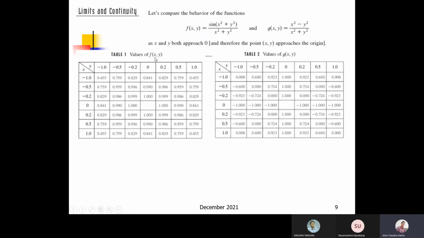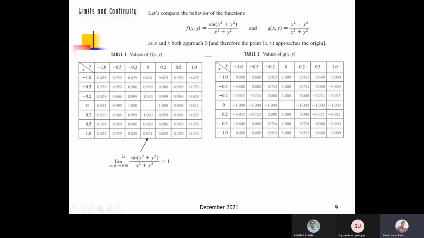Here you will see the value of f of xy is approaching 1. You can see 0.999 and 0.999, it is 1. But for this particular function, if you look at this table, it is inconclusive. Somewhere you are getting the value 1, and somewhere you are getting -1. So nothing can be concluded from this table.